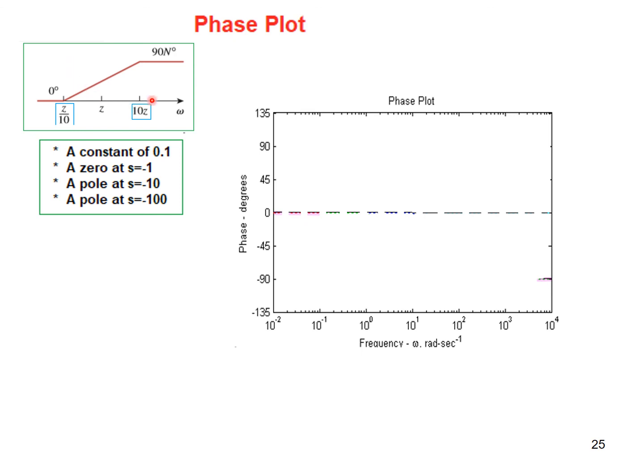We have to keep this diagram in mind. For a zero, it will go up, and for a pole, it will go down. So again, we take the reference line for the constant, since the phase angle is zero. So this line is representing the constant.